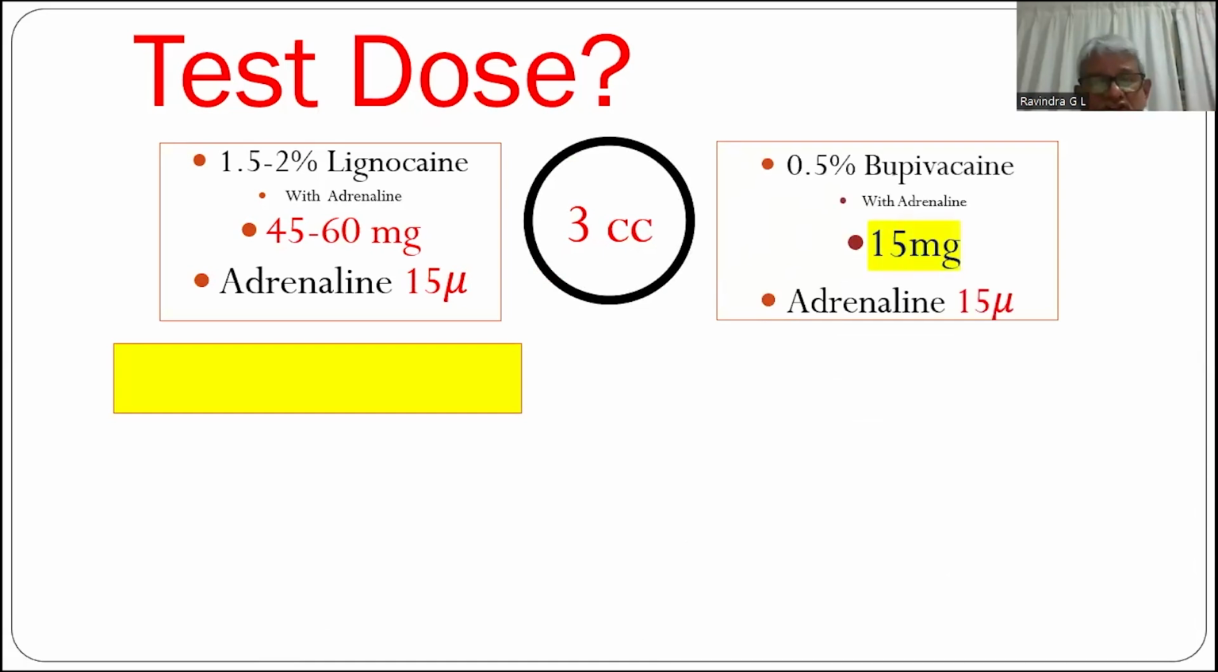Now, it can be extrapolated to bupivacaine 0.5%, 3 cc with adrenaline, 15 milligrams, adrenaline 15 mics. So this is also a test dose which is described in textbooks, but I think it's not a safe thing to give 3 ml of bupivacaine with adrenaline as a test dose in epidural, because in case it is intravascular, even 3 ml, that is 15 milligrams, is not very safe. That is why I would not advocate using 0.5% bupivacaine as an epidural test dose. But I'm just telling you, it is there in the textbook, so probably keep it to compare.